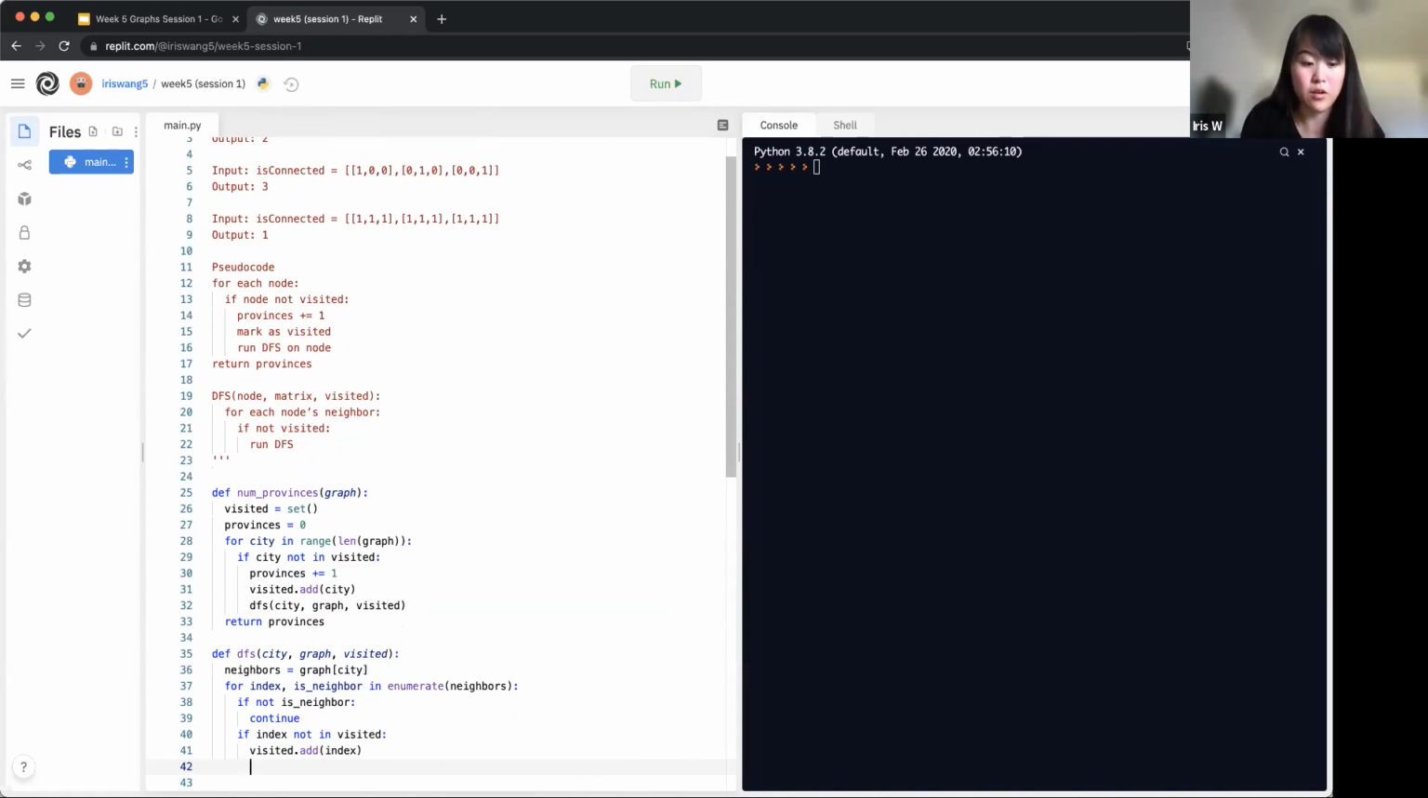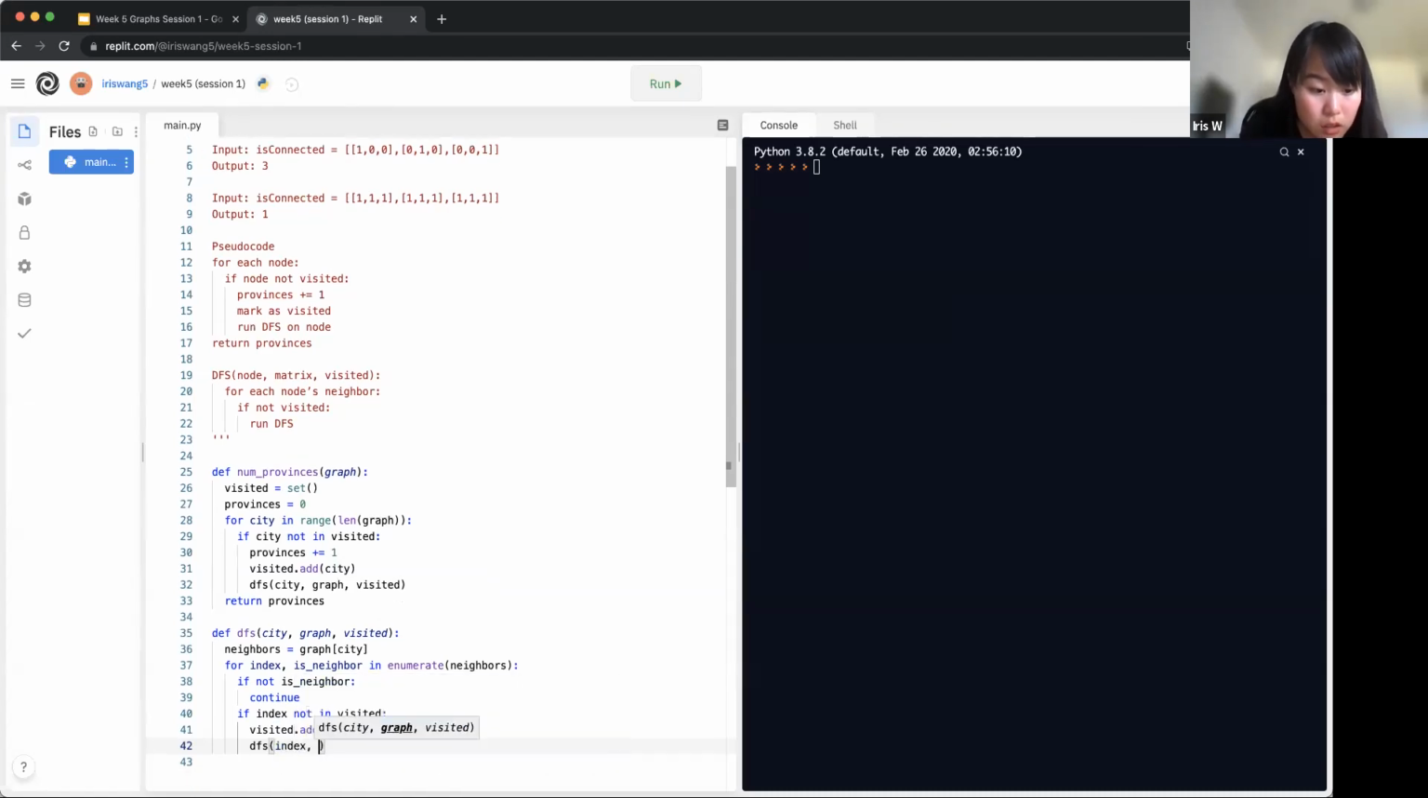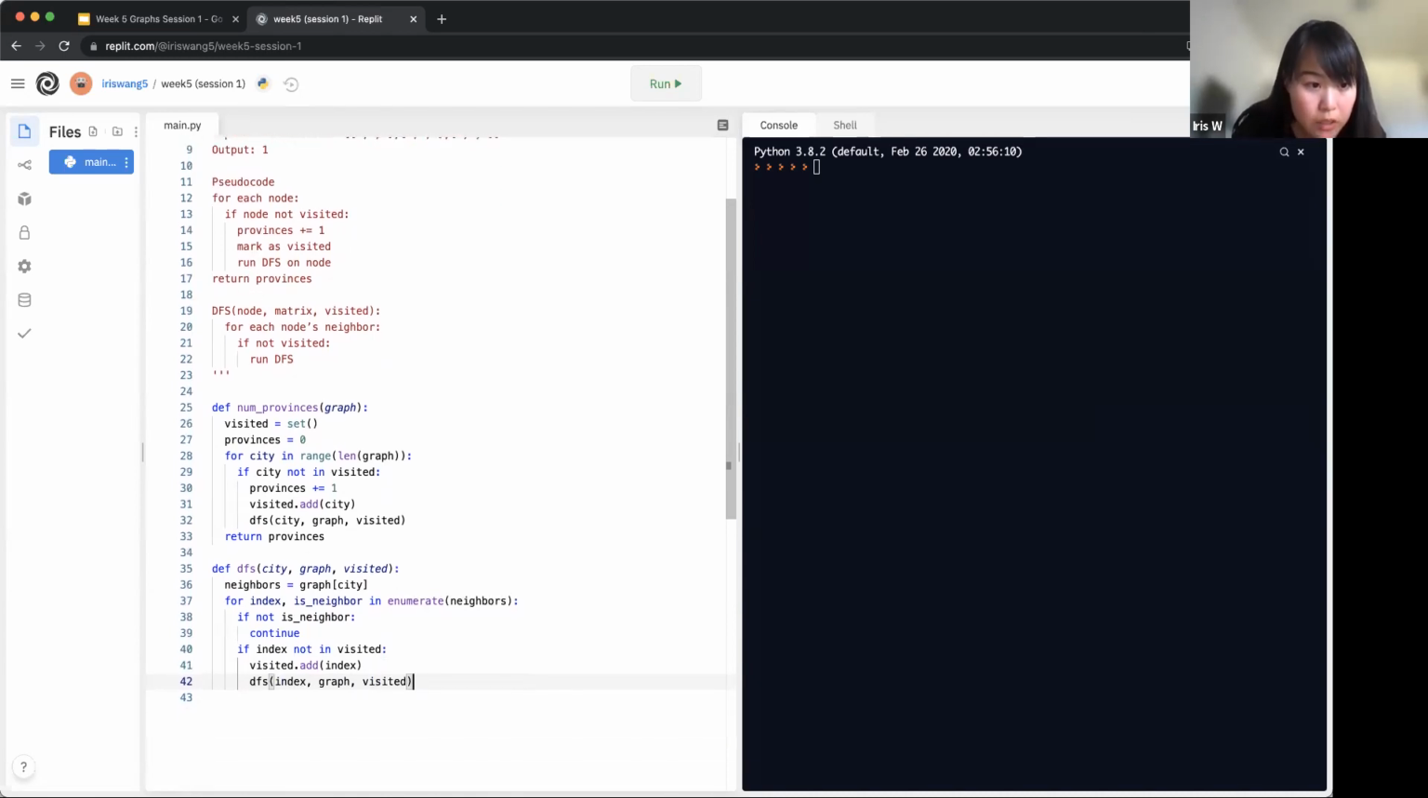So we then go ahead and run DFS starting at the index, the graph, and passing in the same visited set, so that we're using the same visited set as we're running DFS across the whole graph. And I believe that should be it. Generally, after I code, I also like to take a look at my code and make sure that nothing major is missing. Okay, great.